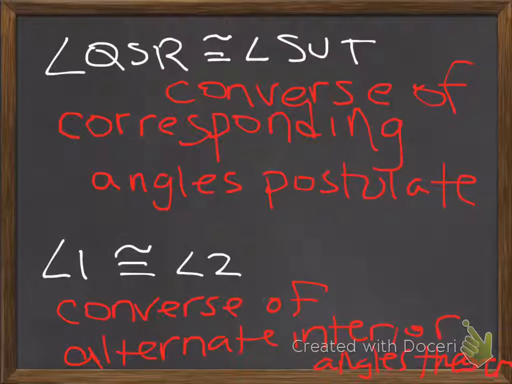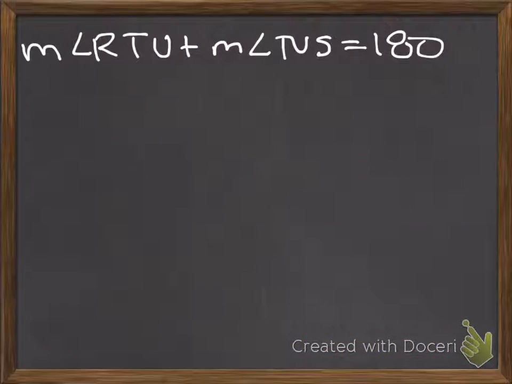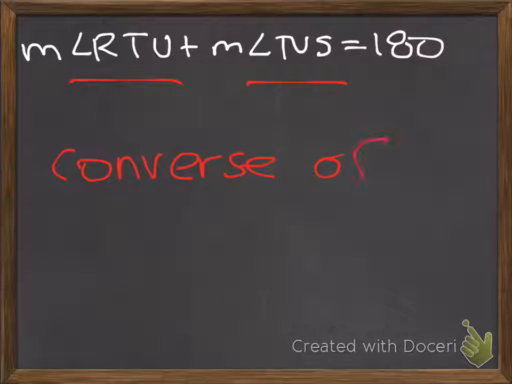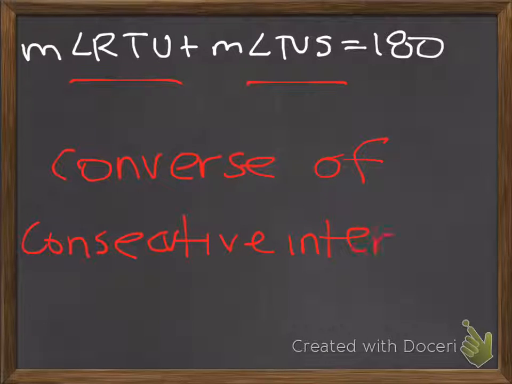And I don't have my references handy, so these could also be written as the numbers that they are, or you could write out the words. And then finally we have RTU and TUS. Without even looking at the diagram, we can say that these are going to have to be consecutive interior. So we're going to do the converse of the consecutive interior angles theorem, because they're equal to 180.